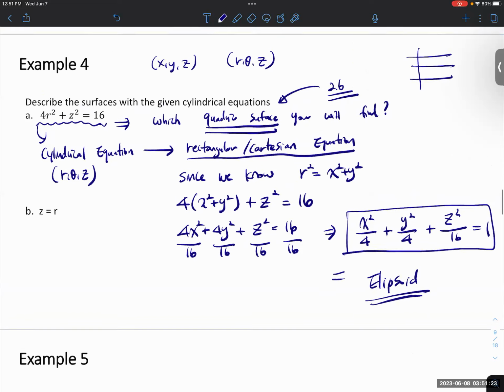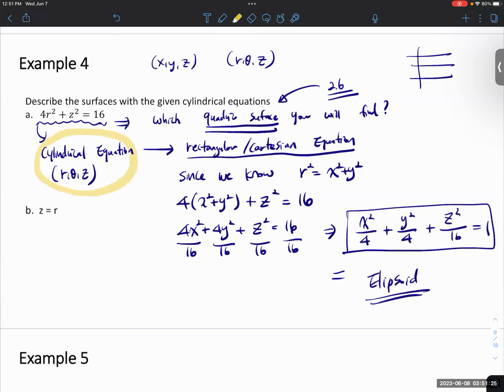This equation is a cylindrical equation. We have no idea what graph or shape we're going to find from this r, theta, z cylindrical equation. Once I convert it to the rectangular equation in terms of x, y, z, we found, beautifully, an ellipsoid. This is one of the quadratic surface equations you can find. That's how you find the matching image and equation from the cylindrical equation as well.